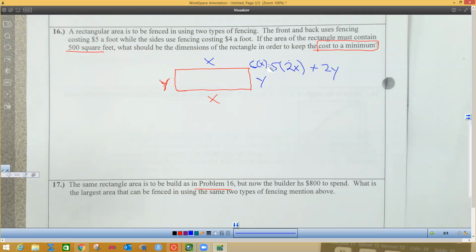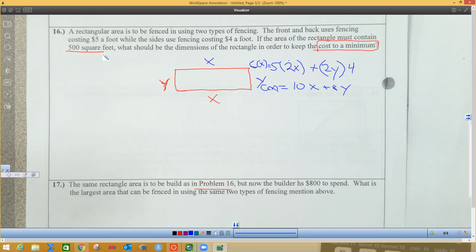We're going to put a cost function again. And then this function is times $4 because it's the side fencing. It's only $4. So this is what we want to minimize. So our cost function is going to end up being 10x plus 8y. This is the function that we want to minimize right here.